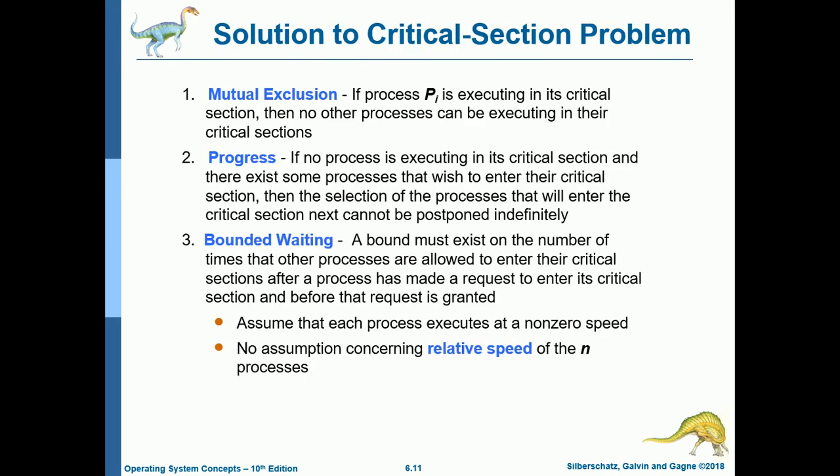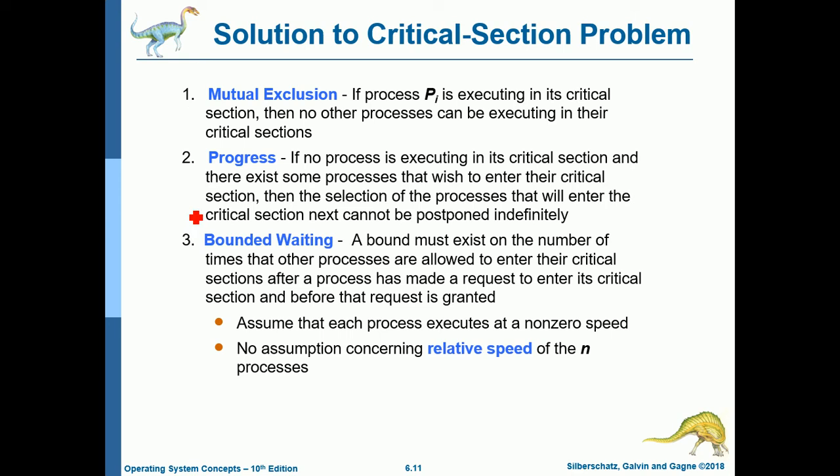So, what are the solutions to the critical section problem? Number one is mutual exclusion. If process P sub i is executing in its critical section, then no other processes can be executing in their critical sections. Number two, we have progress. If no process is executing in its critical section and there exist some processes that wish to enter their critical sections, then the selection of the process that will enter the critical section next cannot be postponed indefinitely.